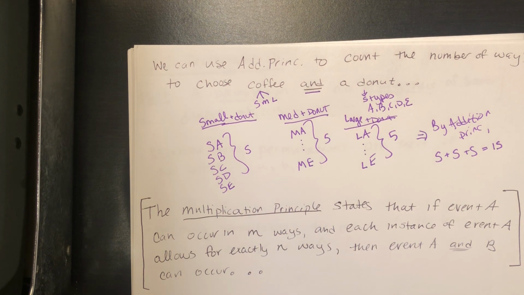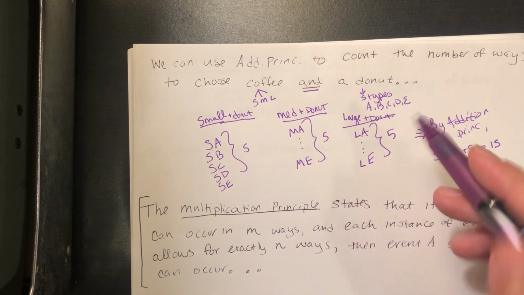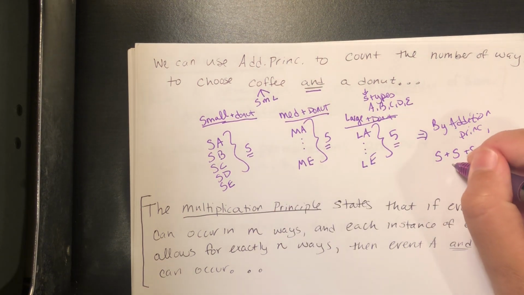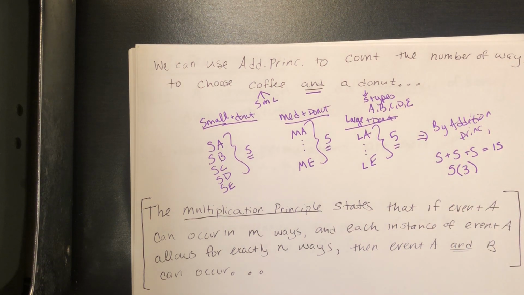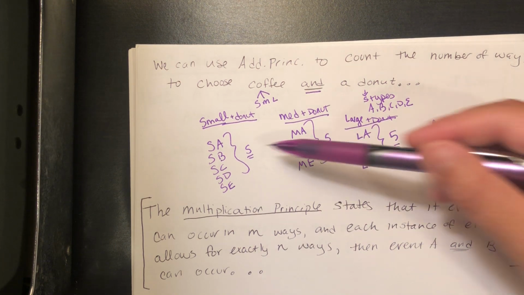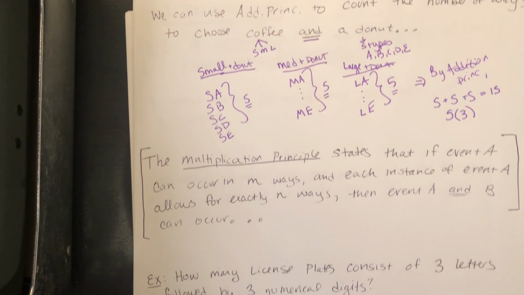Now, notice that because each one of these different possibilities was giving you the same number of options, 5, 5, and 5, we could rewrite this as just saying, well, 5 options times each of the 3 different types of coffee. Right? Each of the three kinds of coffee allowed for 5 different combinations because each one you were pairing with one of those donuts. And so we can see how the addition principle applied over and over again in this case really leads us to a shortcut where we could just multiply. And that's really where the multiplication principle comes from.